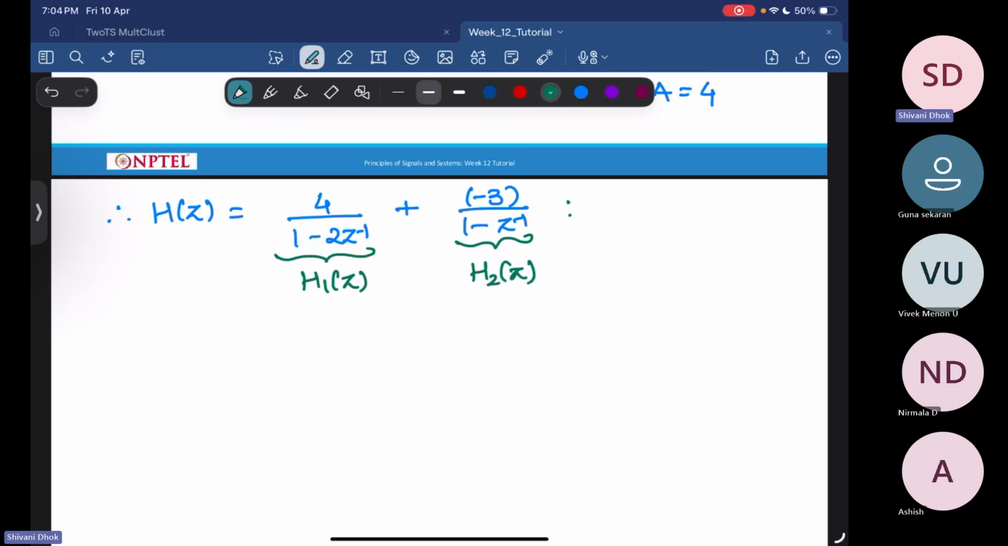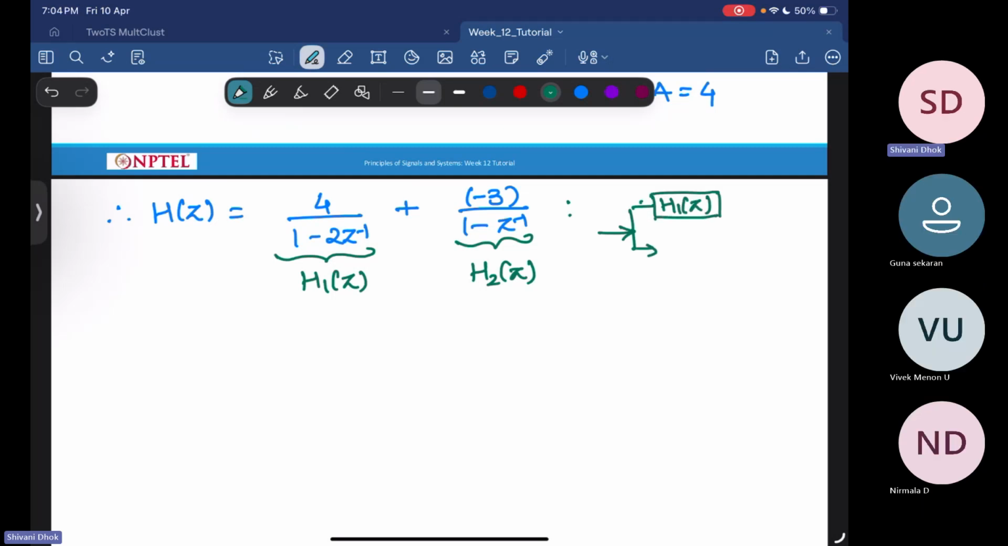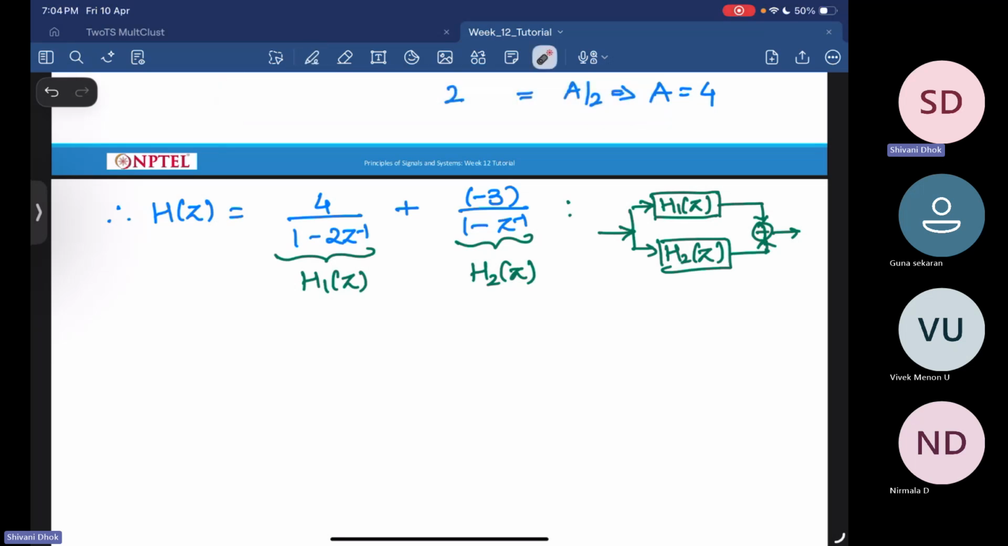So we are going to represent this as something like this: H1 of z, H2 of z, and then add. And this is effectively your capital H of z. And you're connecting H1 of z and H2 of z as a parallel combination. That's why this is referred to as parallel representation.